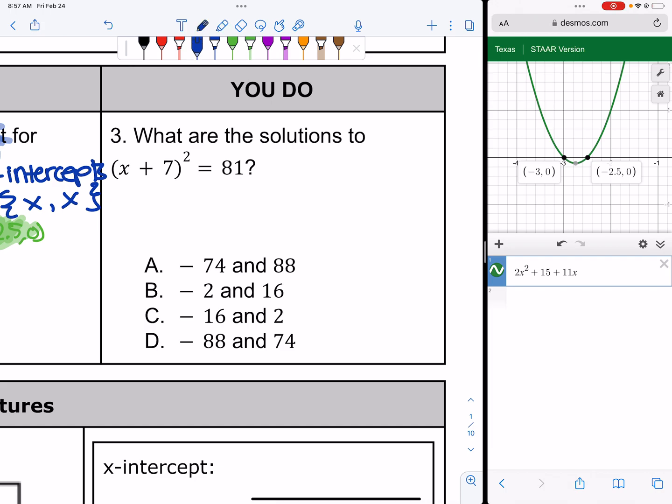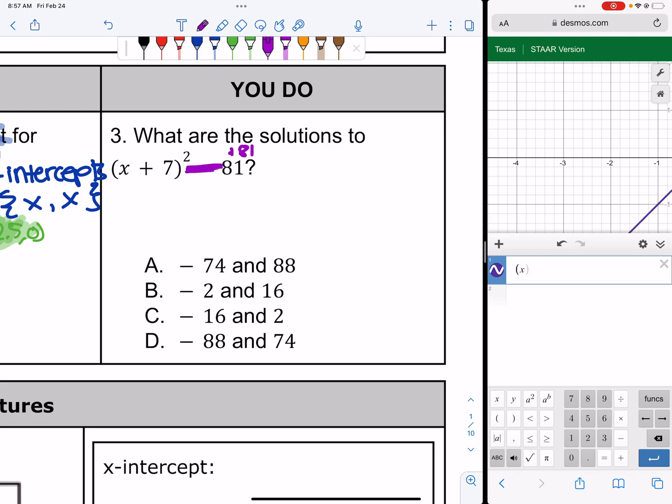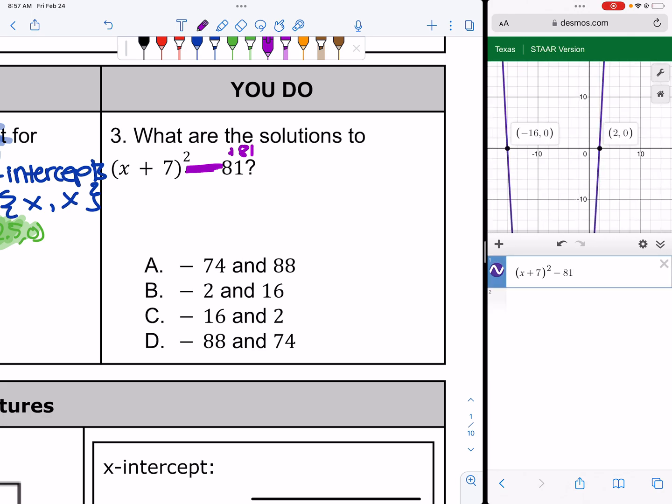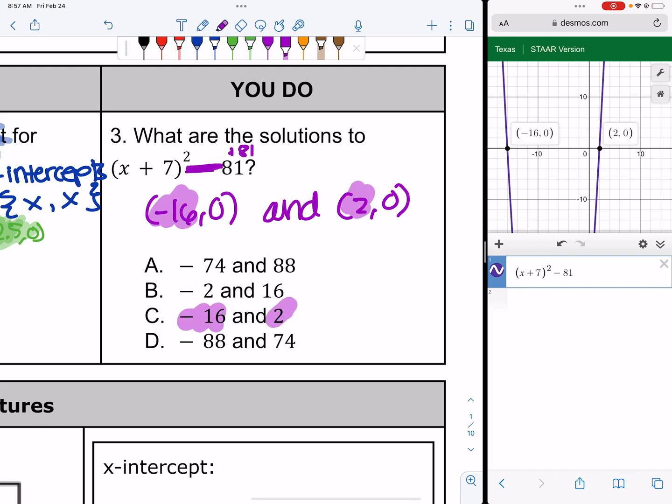And then what we're going to do is look at our next one. It says, what are the solutions to (x plus 7) squared equals 81? We're going to move the 81 over. It is a positive 81, so we're going to change it to a negative right there, and just graph it in decimals like you graph everything else. Then we're looking for a solution again. And it says negative 16, 0, and 2, 0. So we're looking for those, negative 16 and 2, which is the C answer.